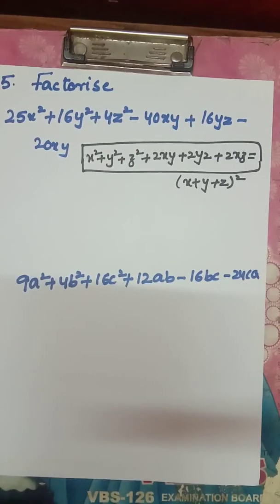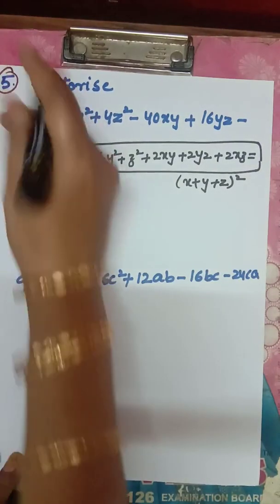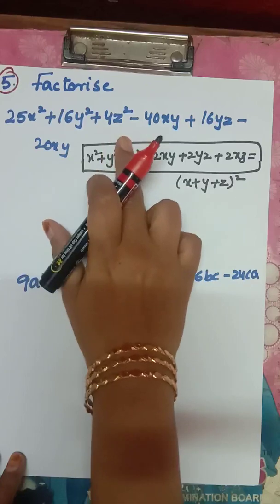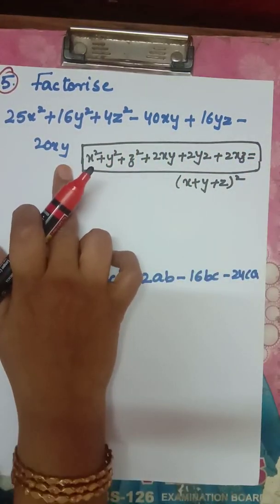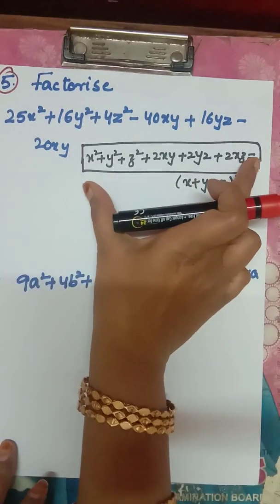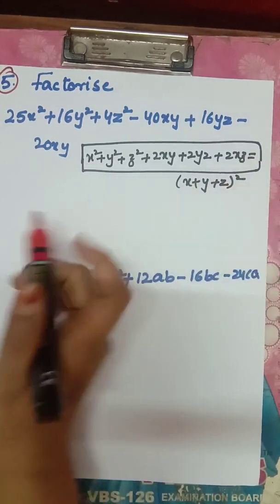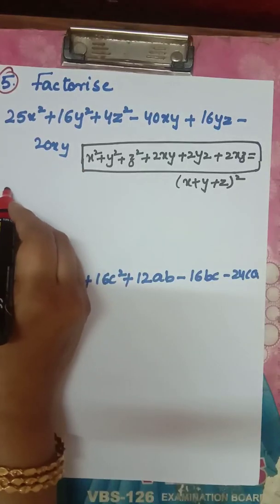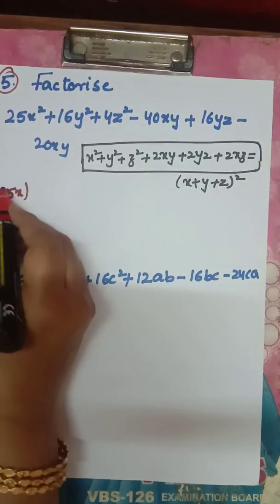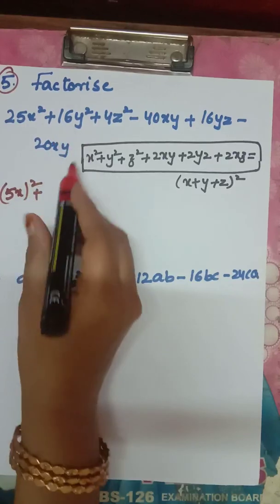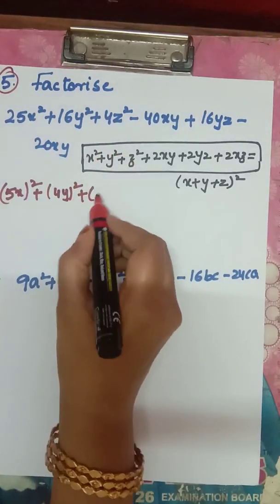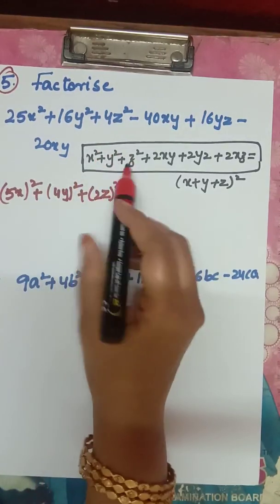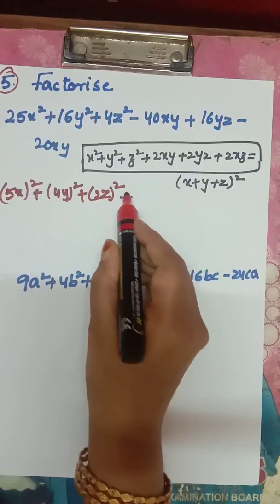Moving to the next bit, factorize, that is fifth one. Factorize 25x square plus 16y square plus 4z square minus 40xy plus 16yz minus 20xy. See, here the expanded form is given, we have to write it in a compact form. That is x or 25, I can write it as 5x whole square. 16 I can write it as 4y whole square. 4 I can write it as 2z whole square.